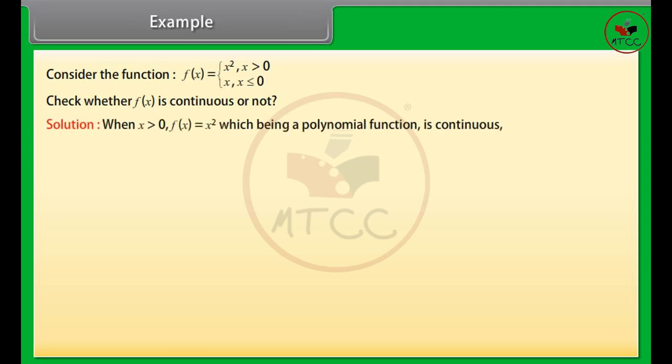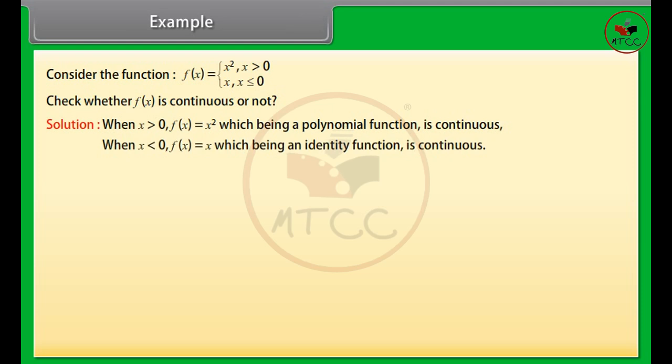Example. Consider the function f(x) equals x square, x is greater than 0, and equals 0, x is less than or equal to 0. Check whether f(x) is continuous or not. Solution. When x is greater than 0, f(x) equals x square, which, being a polynomial function, is continuous.